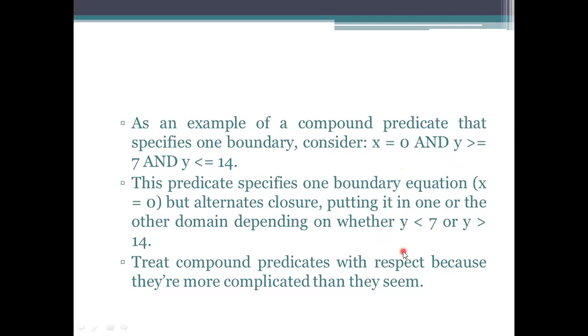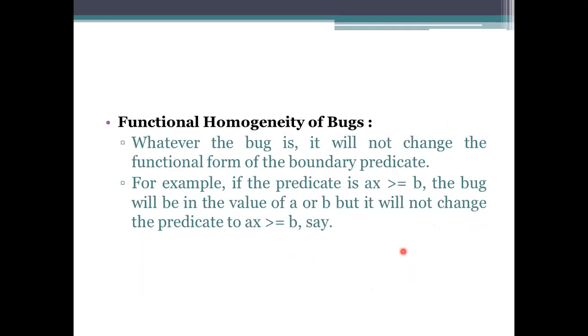Whenever we are specifying a compound predicate, try not to use the same variable for processing multiple values. If you choose multiple domains for the same variable, what happens? The compound predicates won't be specified properly, and there will be a problem of which closure or which boundary has to be taken for processing.